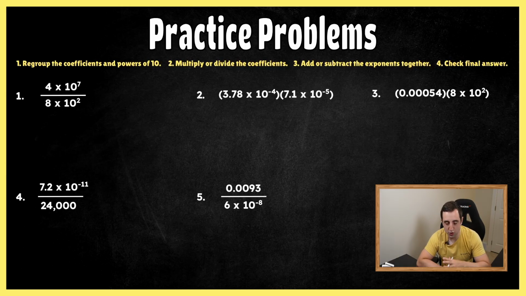So I'm assuming at this point you've tried out all 5 and you're ready to go over the answers, so let's go ahead and jump into number 1. Just like we did in the lesson, we're first going to regroup our coefficients and our like bases, or our powers of 10. So I'm just going to do that on the right side here.